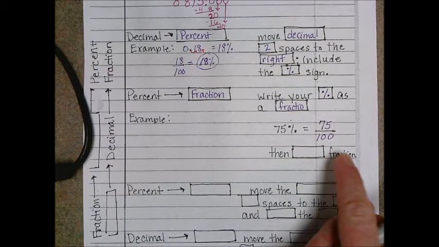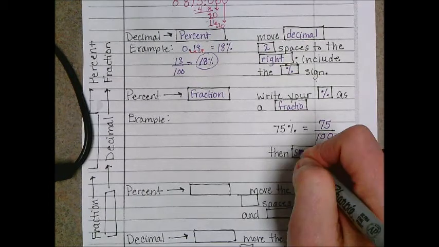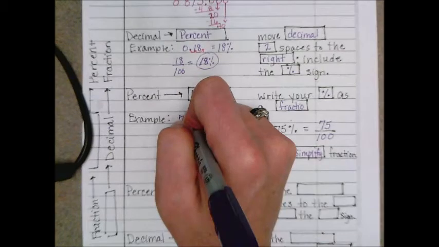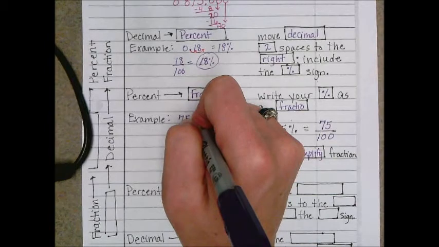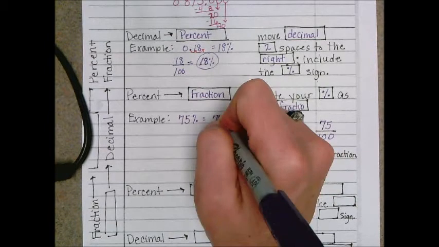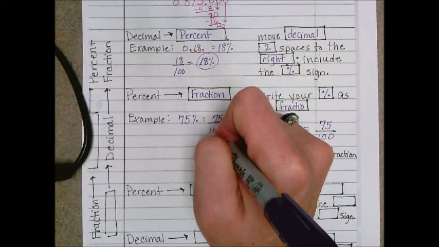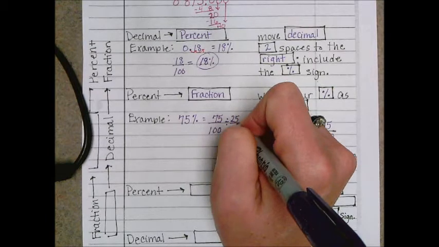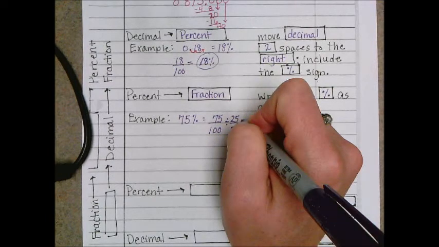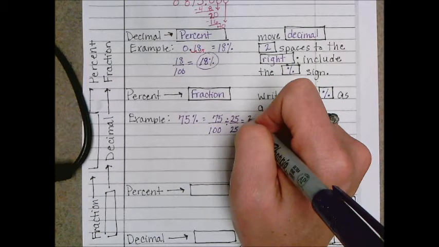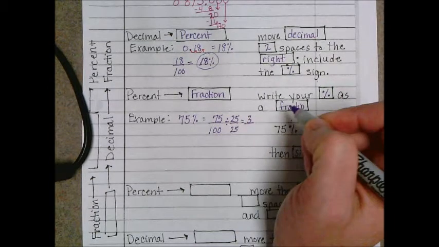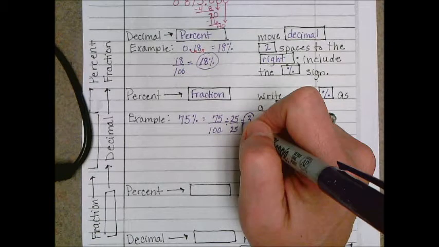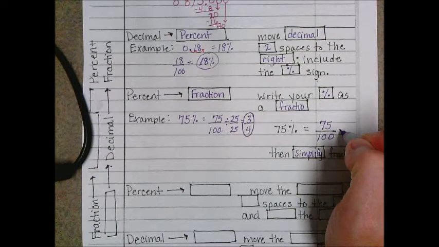In this case, we can simplify 75 over 100. What number will divide into both? Great, 25. 75 divided by 25 would give us 3, and 100 divided by 25 would give us 4. So our final simplest form fraction is actually 3/4.